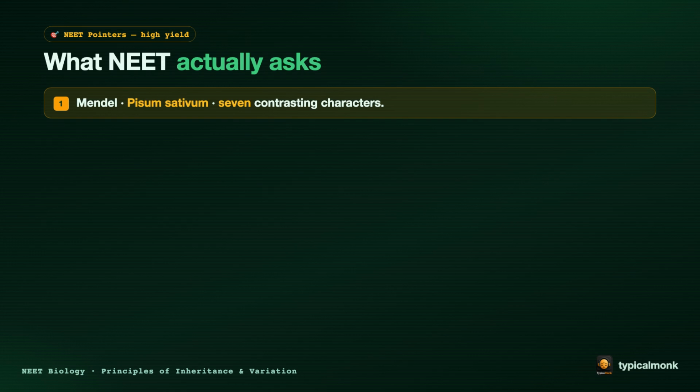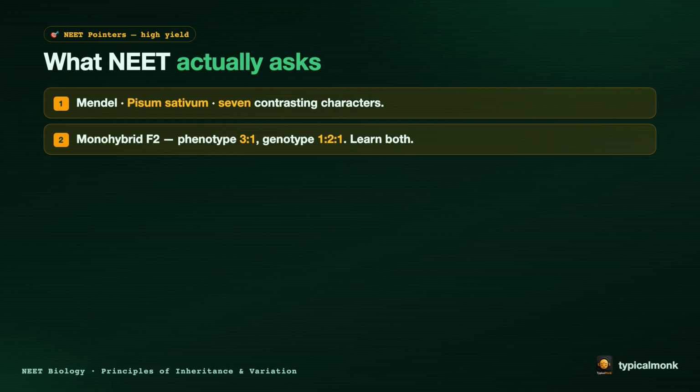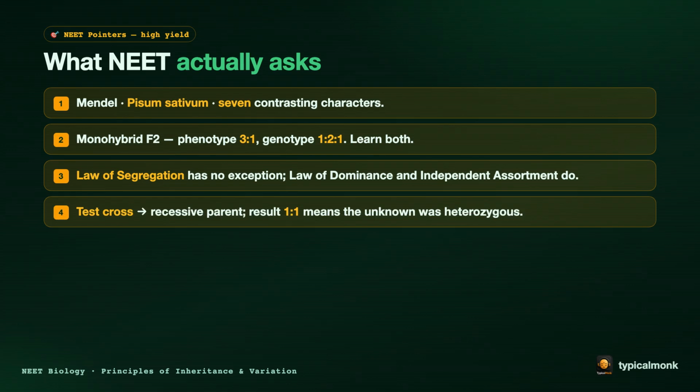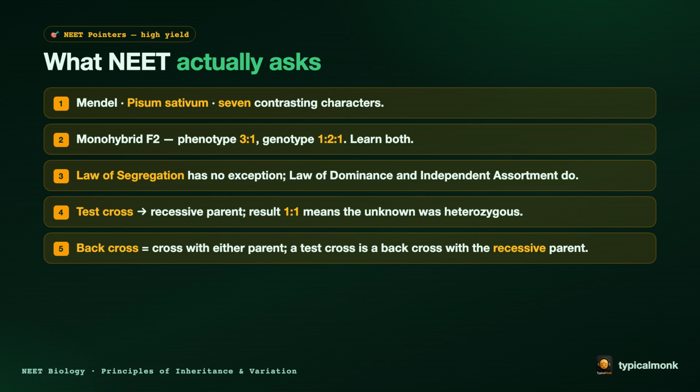Now, the high-yield pointers. The facts that NEET turns into questions. 1. Mendel, Pisum sativum, 7 contrasting characters. 2. Monohybrid F2. Phenotype 3 to 1. Genotype 1 to 2 to 1. Learn both. 3. The law of segregation has no exception. Dominance and independent assortment do have exceptions. 4. Test cross with a recessive pair. A 1-to-1 result means the unknown was heterozygous. 5. A back cross means a cross with either parent. A test cross is the back cross done with the recessive parent.